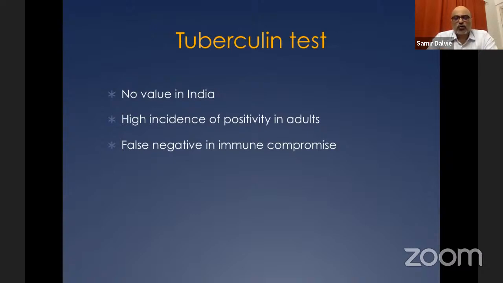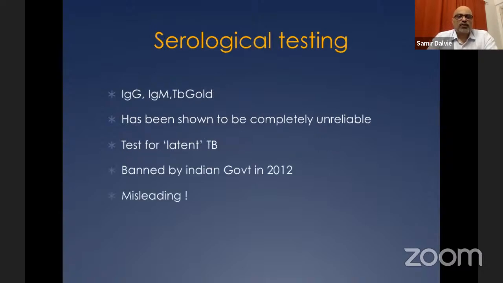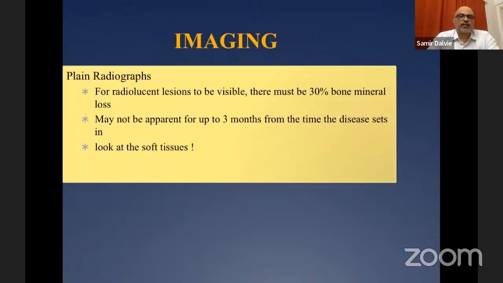So there is really no advantage of doing a Mantoux test. If the patient has immune compromise, actually you get a false negative. There is no value in doing the Mantoux test. Regarding serological testing, that is IgG, IgM, which is sold as TB Gold. This has now been shown to be completely unreliable, especially in India, where everyone is exposed. It was thought to be a test for latent TB, but it has led to huge errors in management, because people do these tests and then give AKT to a patient who doesn't have TB. In fact, it has now been banned by the Indian government in 2012. I don't know why it is still available in labs, but the government itself has banned and warned against it.